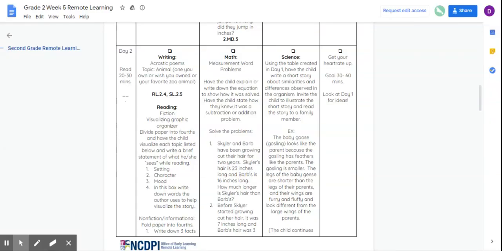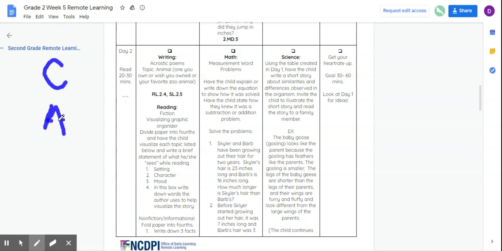So we're going to start with writing. You're looking at acrostic poems. You did one of those yesterday, but they want you to write about an animal today, one you own or wish you owned, or your favorite zoo animal. So to start with this, I pick a cat.